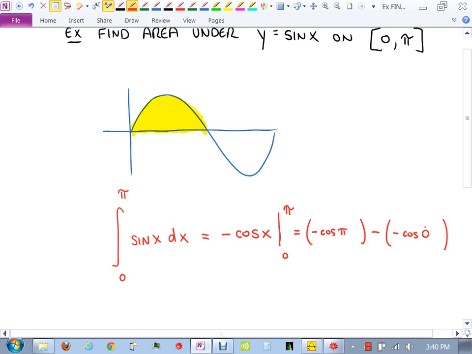What is cosine pi? Negative 1. So I have negative 1. What is cosine 0? 1. So minus 1. So what is negative 1? 1. What's minus 1? Plus. So the answer is 2. The area under that is 2.